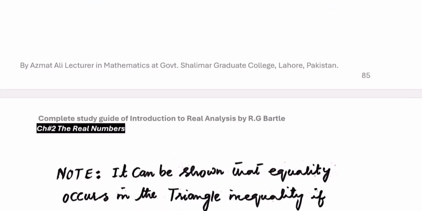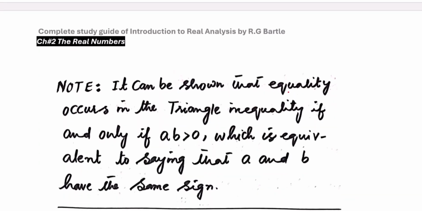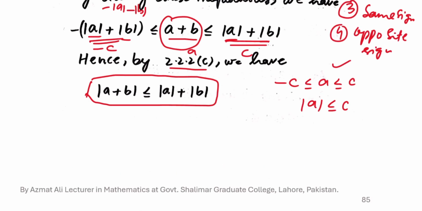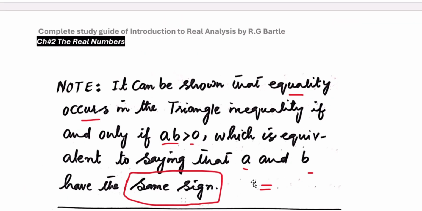The answer is, it can be shown that equality occurs in the triangle inequality if and only if the product ab is positive. In other words, this is equivalent to saying that a and b have the same sign. This is the important fact. In the triangle inequality, the equality sign holds only when a and b have the same sign. Although equality will hold if a and b are both equal to 0, the most accurate answer is when they have the same sign.